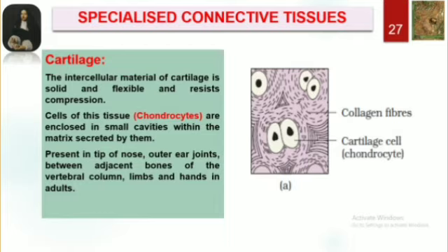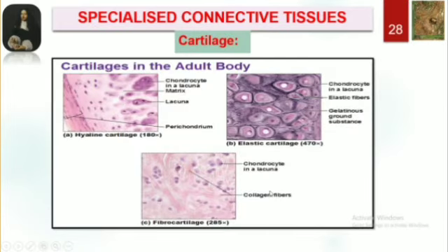They're present in the tip of the nose, outer ear joints, on the external ear, between adjacent bones of the vertebral column, limbs, and hands. In case of adults, every bone has on its proximity some cartilage that provides protection against erosion or wearing. You can find the structure. Cartilage cells are called chondrocytes, and collagen fibers are also scattered. There are different types of cartilage: hyaline cartilage, elastic cartilage, and fibrocartilage.